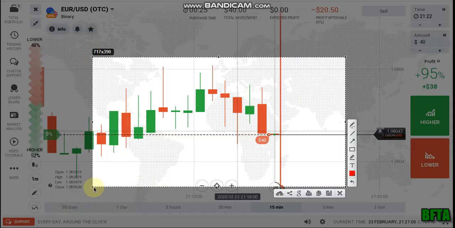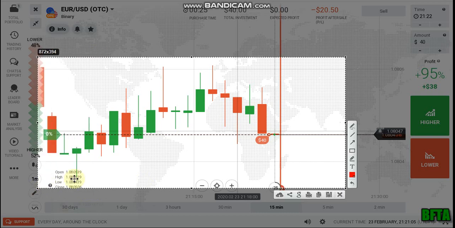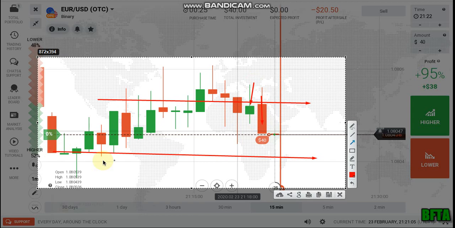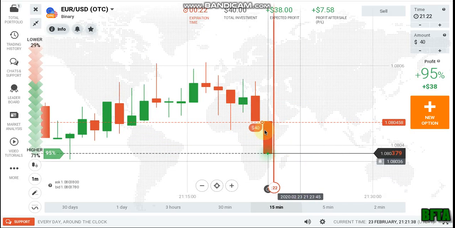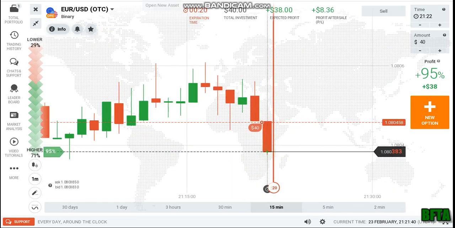I place a put option here because the sellers are here. That's why I've seen a rejection and a strong sellers entry. The buyers are here. And because of this strong downtrend and the strong bearish candle without lower rejection, sellers will still form a bearish candle here. That's why I place a put option. You can see a strong bearish candle.